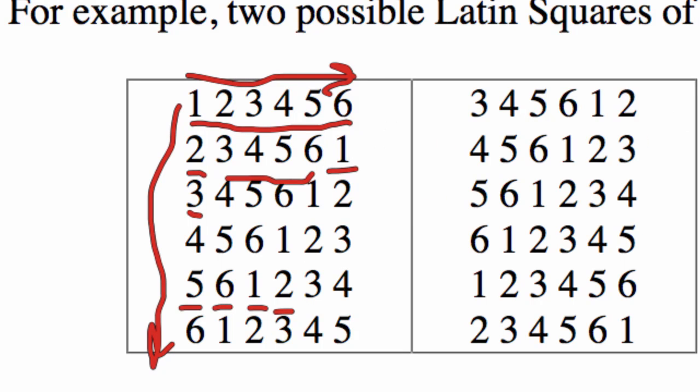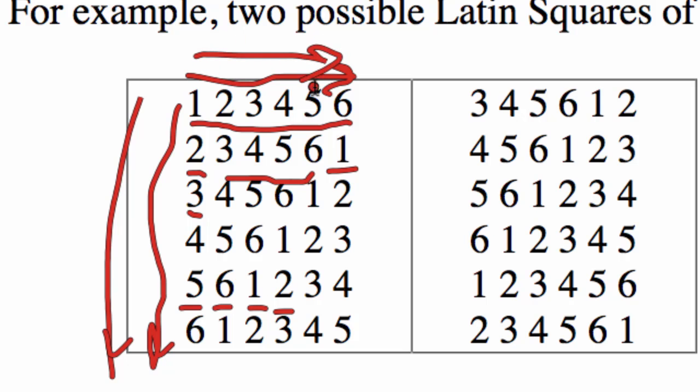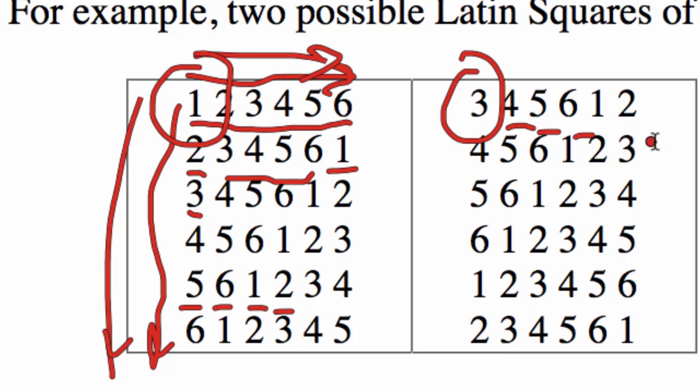Two numbers determine what's going on here. One is the order, the 6. That tells us that we have 6 rows and 6 columns. And the other is the starting point. So this one starts with the number 1, this one starts with the number 3. So it goes 3, 4, 5, 6, 1, 2, and then we can work down 3, 4, 5, 6, 1, 2.